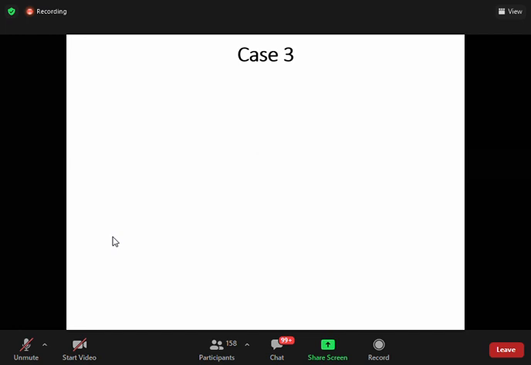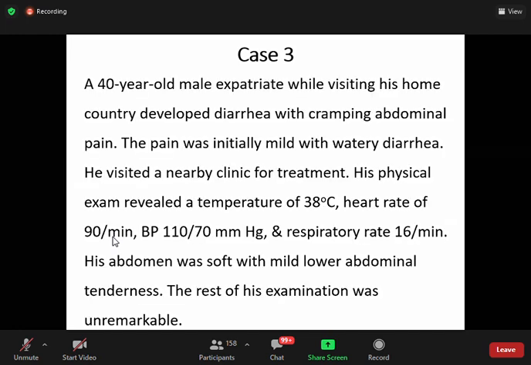Case 3. Okay. Okay. So a 40-year-old male expatriate while visiting his home country developed diarrhea. I think I'm going to remove this. I'm uncomfortable. Okay. Just a minute.